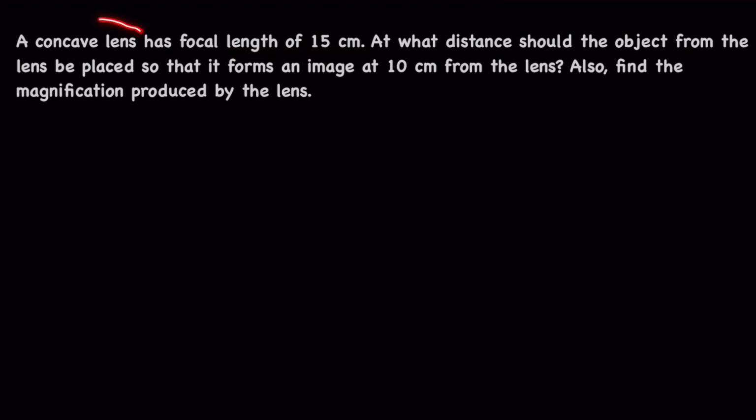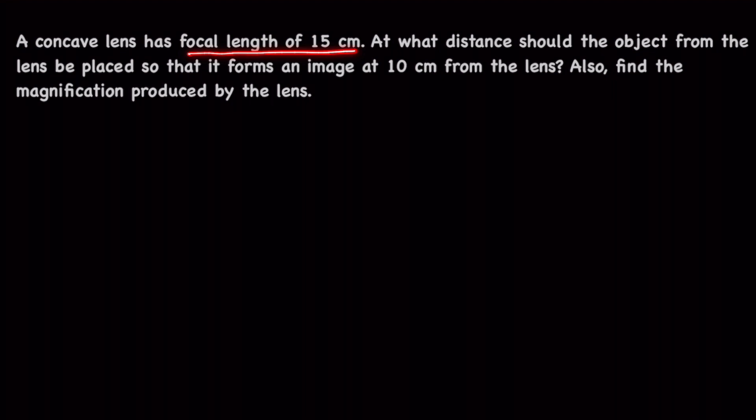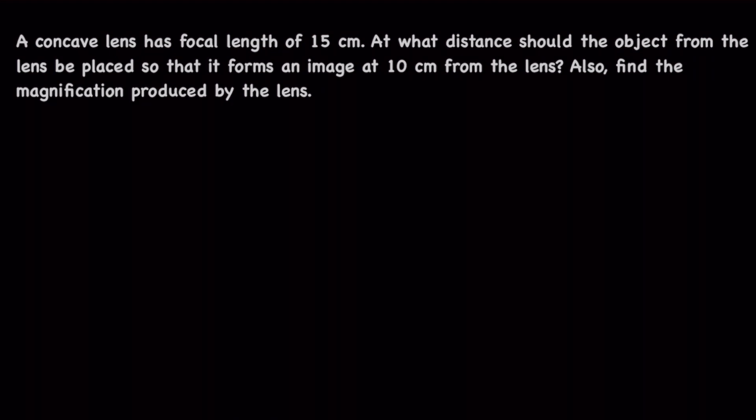So if it is a concave lens, then we use the sign convention of a concave lens. Focal length is 15 centimeter. At what distance should the object from the lens be placed so that it gives an image at 10 centimeter from the lens? So image at 10 centimeter from the lens. It means that V is given. And what we have to find? U. After that, we have to also find the magnification produced by the lens.